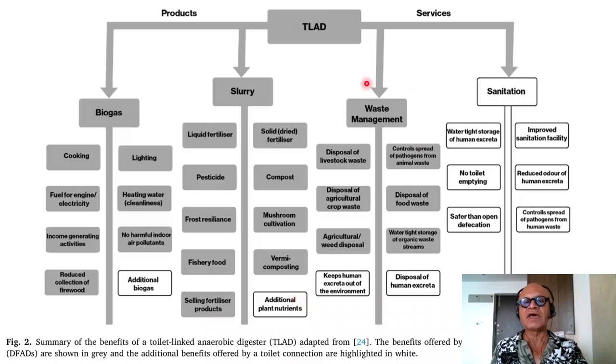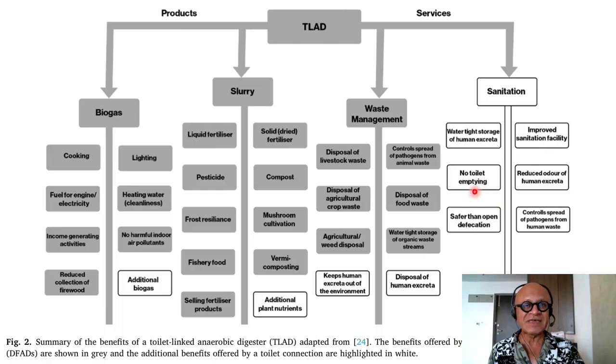nutrients as well. It has services in addition to the products, so you have waste management, disposal of livestock waste, controls spread of pathogens from animal waste, disposal of agricultural crop waste, disposal of food waste, agricultural and weed disposal, watertight storage of organic waste streams, and additionally you can have human excreta out of the environment, and disposal of human excreta is also an additional benefit, which is a serious groundwater and surface water contamination issue in many places.